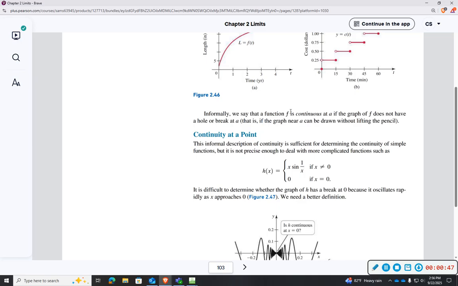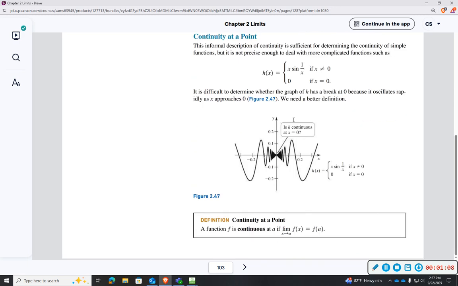It says this is informal, but f is continuous at a if the graph of f does not have a hole or a break at a. That is, if the graph near a can be drawn without lifting a pencil. So a really good way of thinking about what it means to be continuous is, can you draw it without lifting up your pencil? And then they talk about some special scenarios that we want to think about, which get a little bit more advanced as the definition becomes more precise.